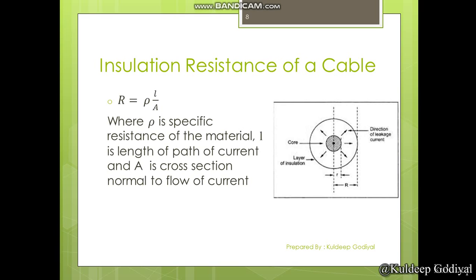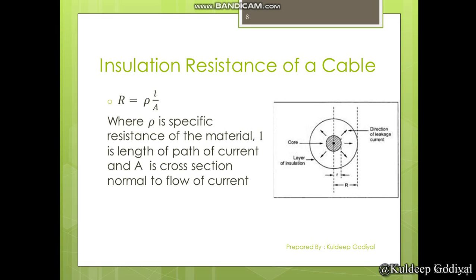The next thing is insulation resistance of cable. We know the general formula of resistance is R equal to rho L by A. It is also applicable for the insulation resistance of cable. Here rho is the specific resistance of the material, L is the length of path of current, and A is the cross section normal to flow of current.